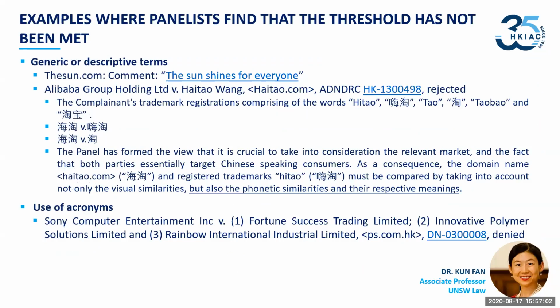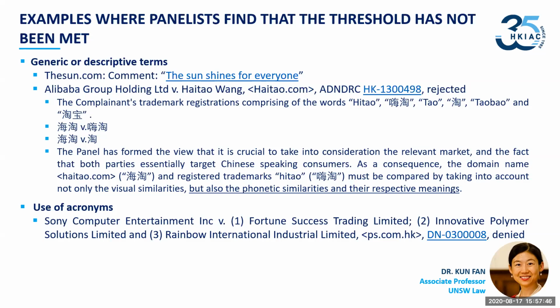And here I give some examples where a panel has found the threshold not to be met. A first issue is the use of generic or descriptive terms. So the question, can a trademark owner such as the Sun prohibit third parties from registering domain names that are identical to those marks? Some commentators said that sun shines for everyone. We should of course recall that the panel's role is limited, so it has no power to decide on the validity of those marks, but a weakly distinctive trademark composed of descriptive words could pose challenge for the trademark owners to exclude usage in the domain name market.